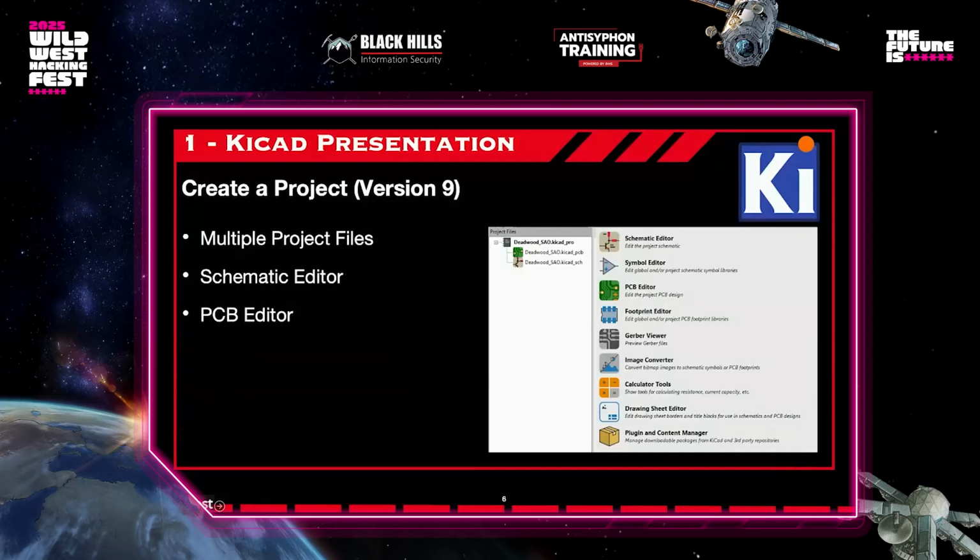I'm mainly going to focus on version 9 of KiCad. The way it works, you just need to create a project. In this project, you will have two major files. The first one on the top is the PCB Editor, the one that is going to hold the PCB 3D model of the schematics. And then you have the Schematic Editor, the one below. It's going to hold the electrical schematics design and stuff.